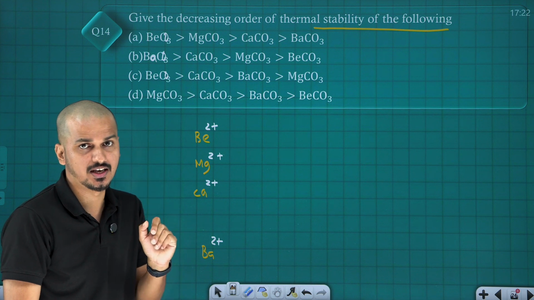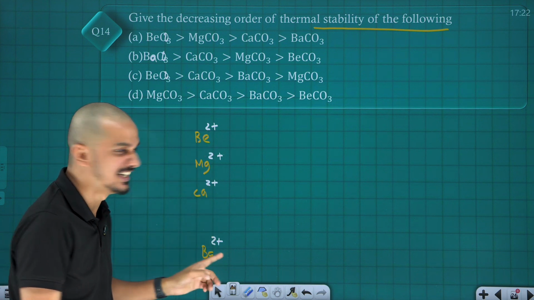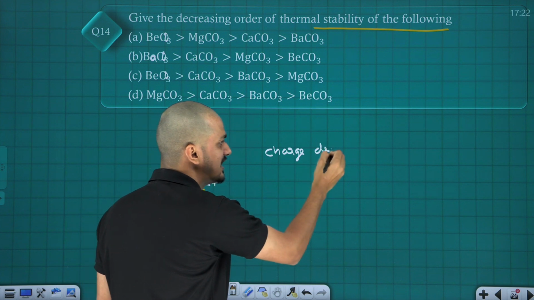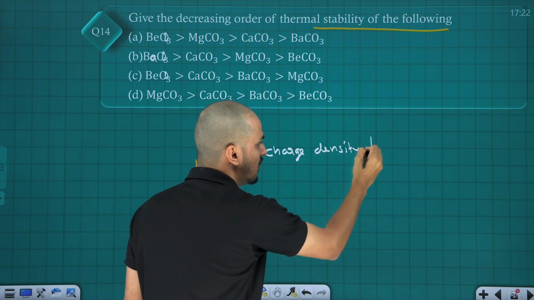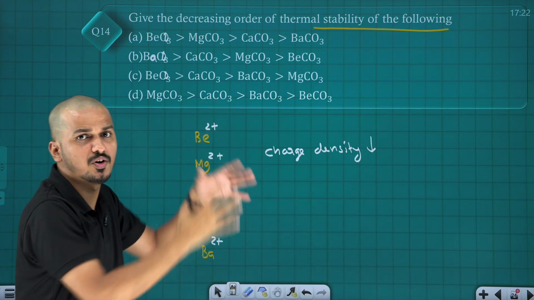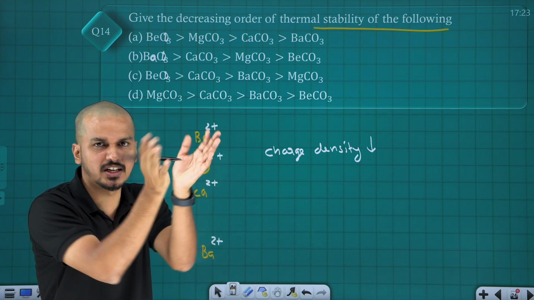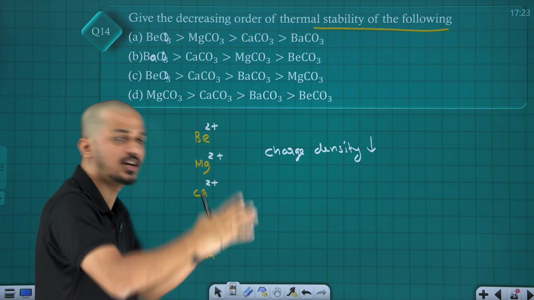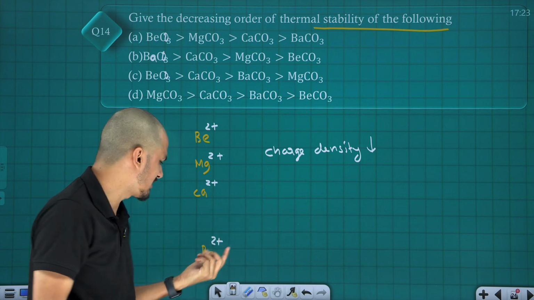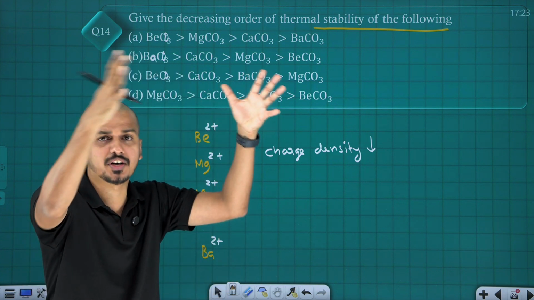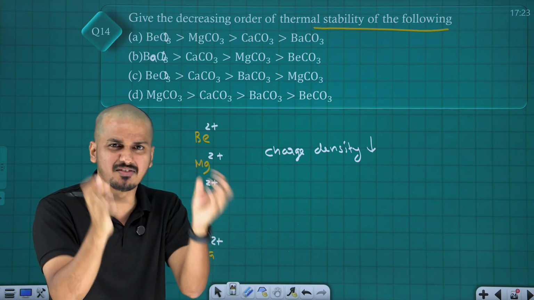Charge is 2 plus only. That means their charge density decreases while we are going down. Why? Because size is increasing, but only 2 charge. 2 charges distributed in small size, 2 charges distributed in large size, means here charge density will be less, because only 2 plus charge is distributed in a large volume.